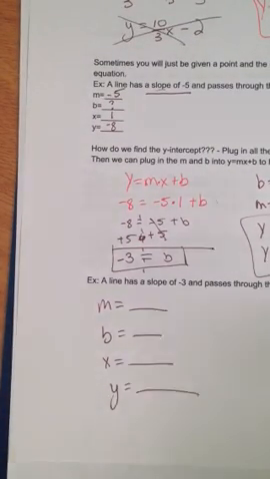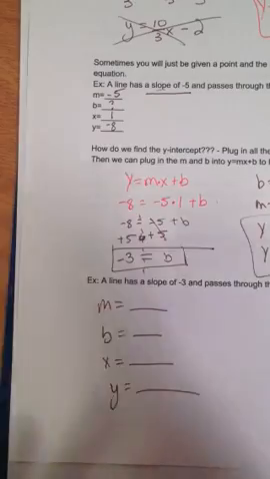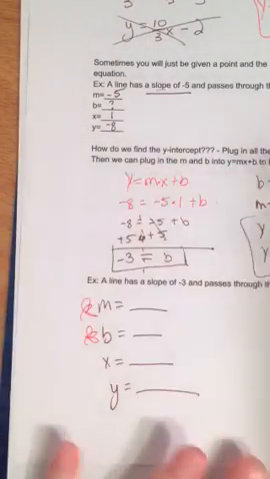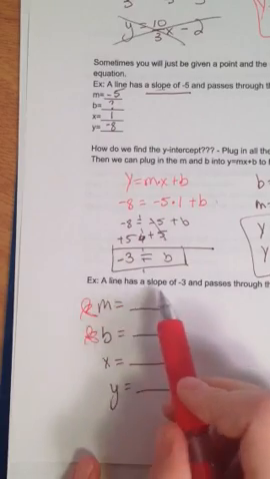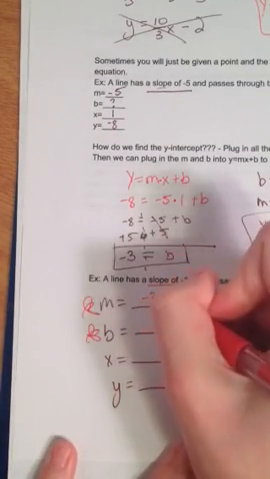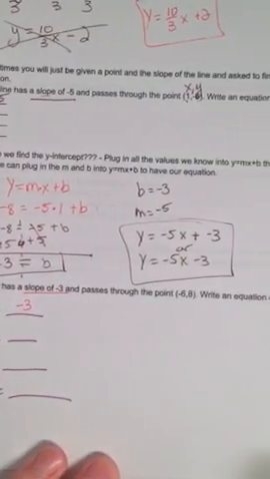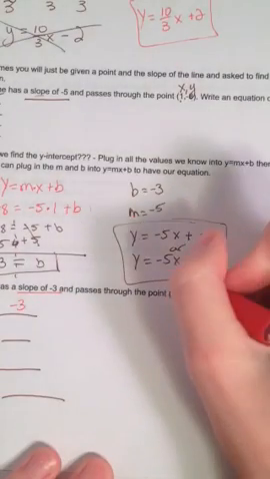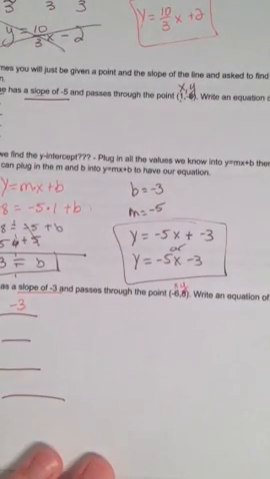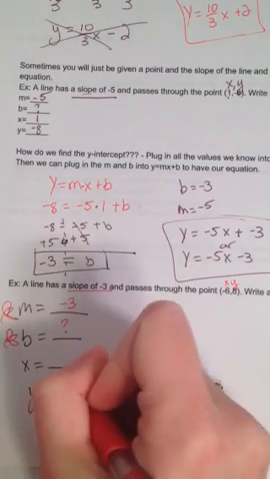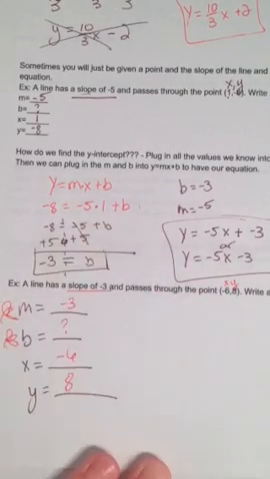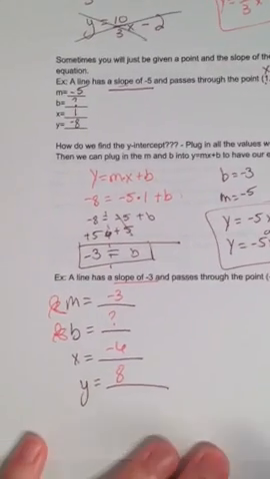What does each thing equal? What do I know? What do I need to know? These are the two that you need to know in order to write an equation, but sometimes you're not given both of them. So it says a line has a slope of -3, so my m is -3, and passes through the point -6, 8. So I have x and then y. Write an equation of the line. So my b I don't know, x is -6 and y is 8. Okay, so I need to find b.